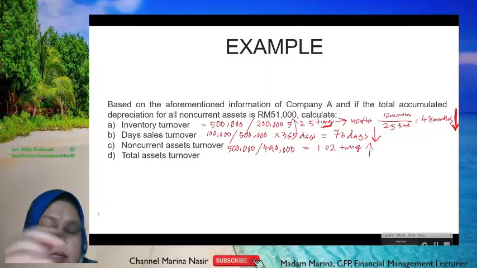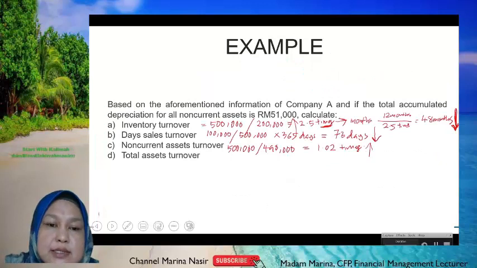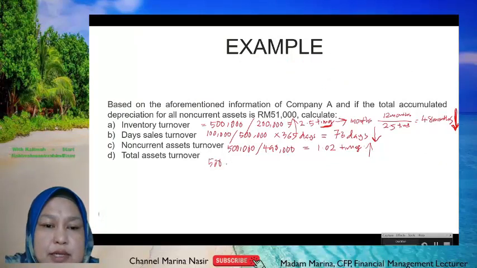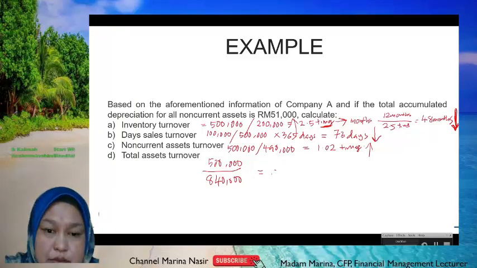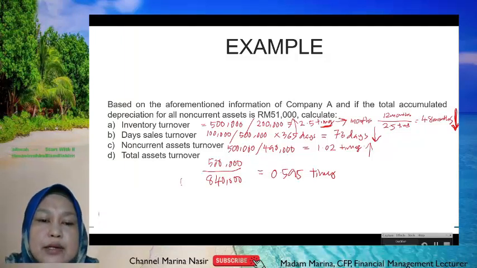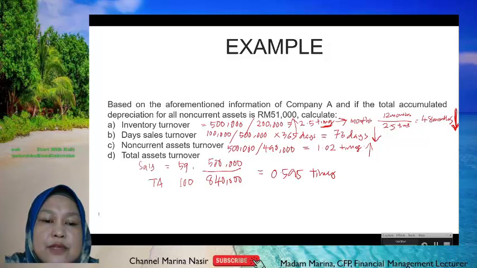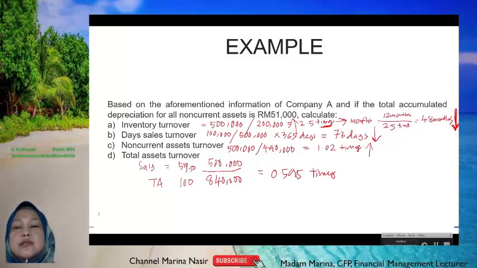The last one, total asset turnover. How to calculate total asset turnover? Sales divided by total asset. We have sales 500,000 divided by 840,000. So our answer is 0.595 times. How to interpret this ratio? For every 100 ringgit this company total asset, they can generate sales 59 ringgit 50 sen.